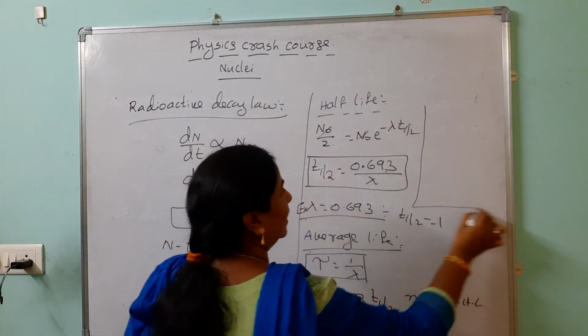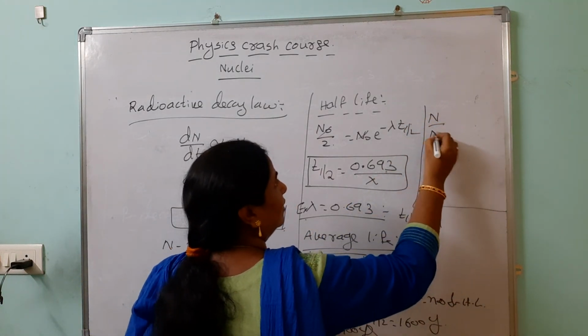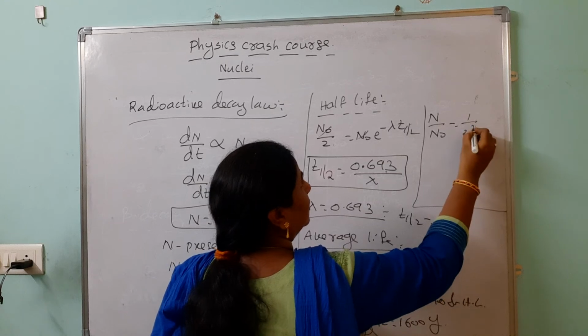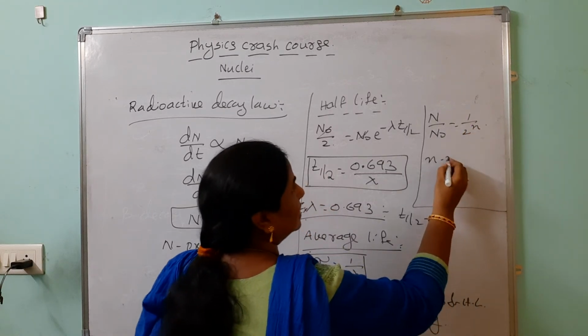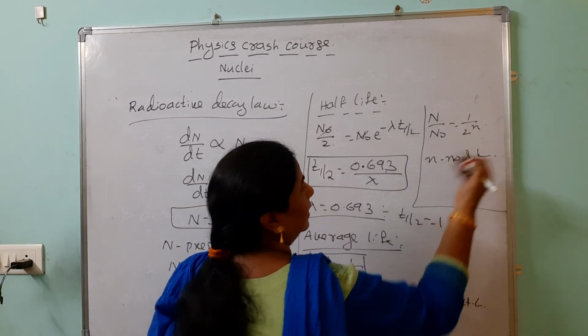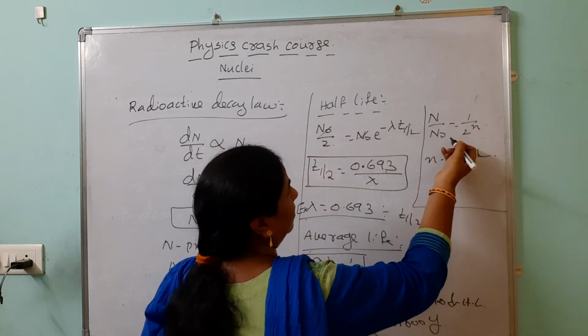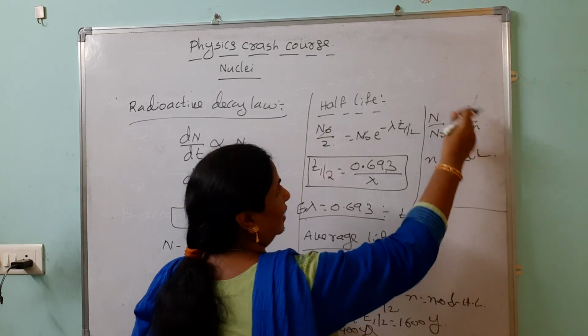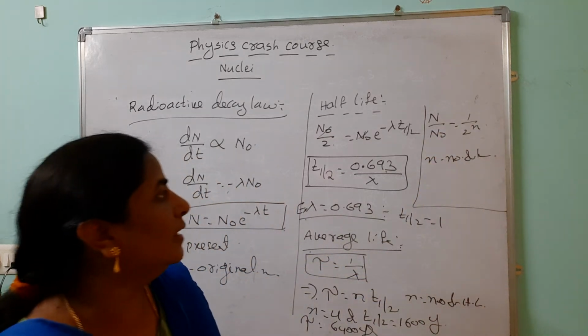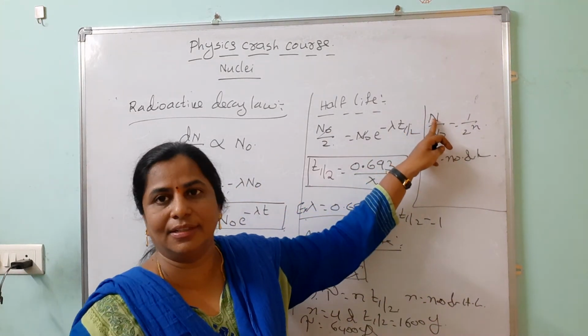Not only this, you can remember N by N naught equals 1 by 2 to the power of n also. Here n is the number of half-lives. Suppose they give the original number of nuclei as some mass, and n is 4. When you substitute, you can find out the present number of nuclei with the help of that.